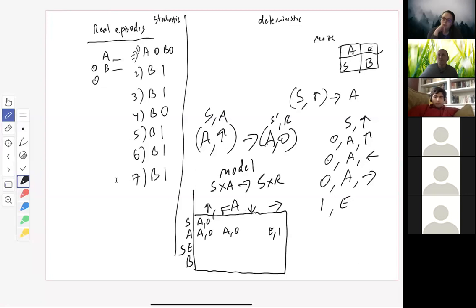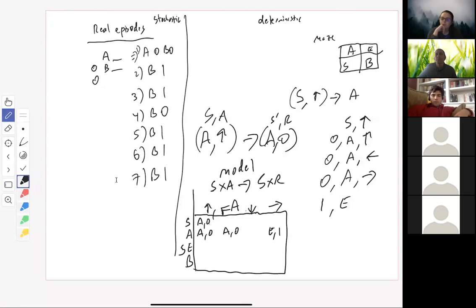We have 4 entries here. Okay. So you can see we have filled in some information about the dynamics of our environment. It's missing parts, but we have some information.